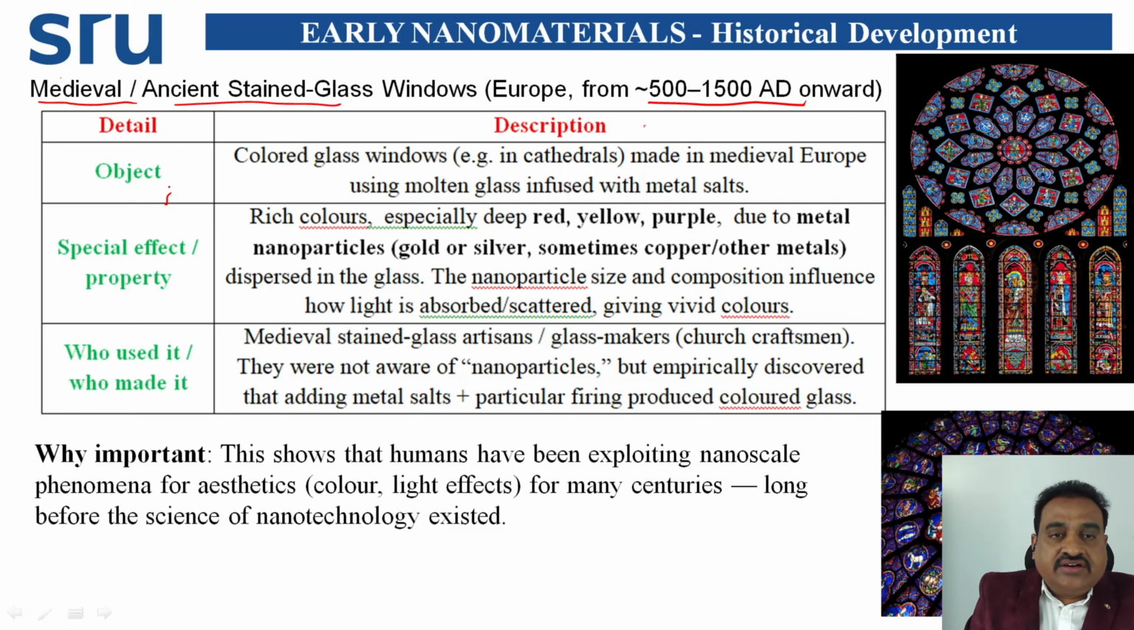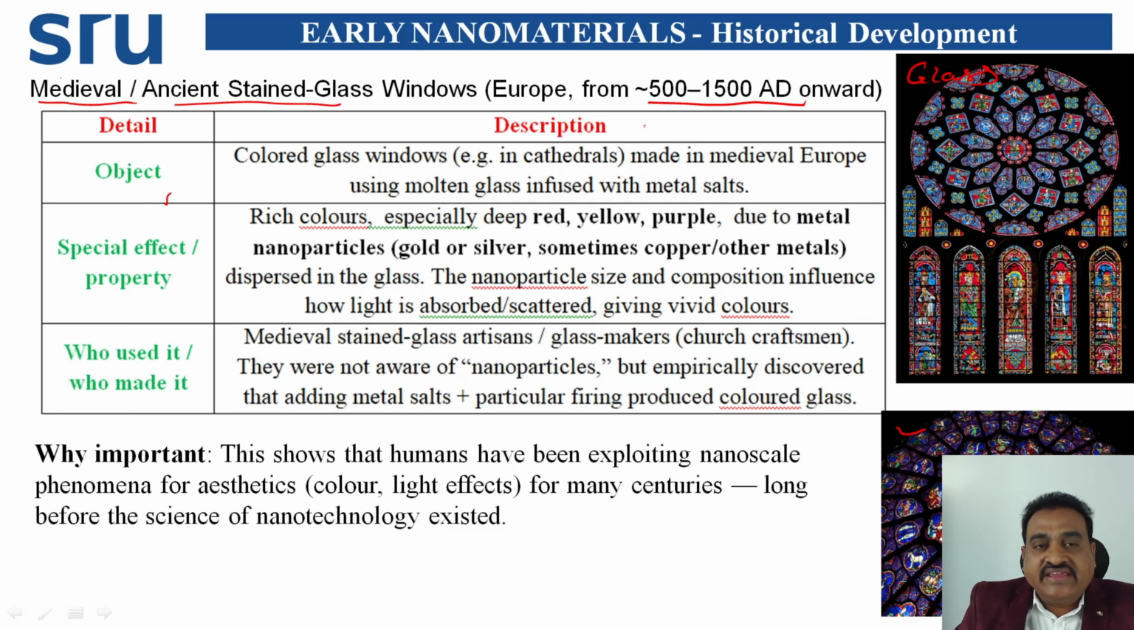So try to see here in these ancient stained glass windows. These are the glass windows. Try to understand the very beautiful colors you can observe here. So what is the object? Colored glass windows made in medieval Europe using molten glass infused with metal salts.